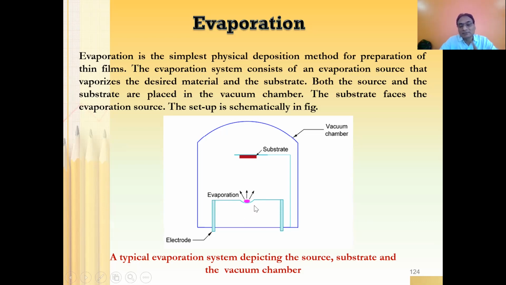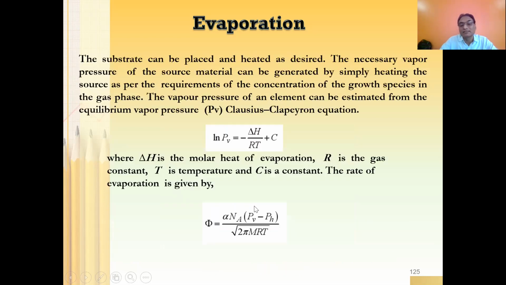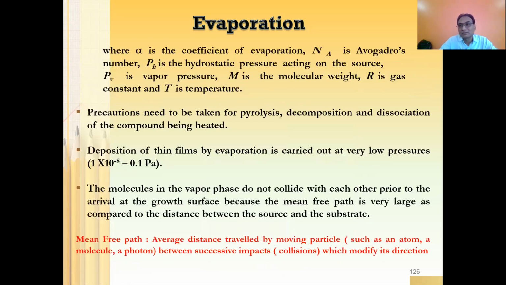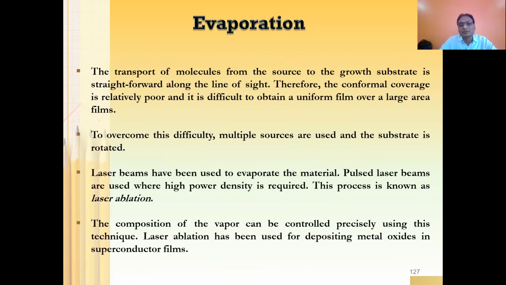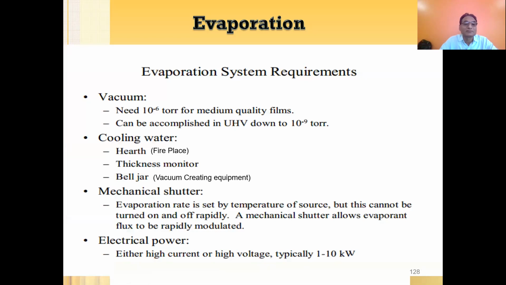You can see our system also. You can see how water cooling is maintained in our case, because whether it is thermal evaporation or any other evaporation system, it needs to be cooled by water cooling. You need a thickness monitor as well, because in our system we have a continuous thickness monitor, and it can be displayed at the output. Bell jar vacuum coating equipment, because this entire chamber is nothing but the vacuum coating equipment.